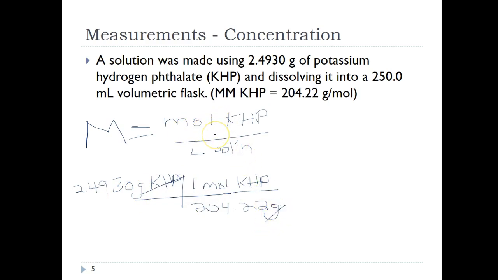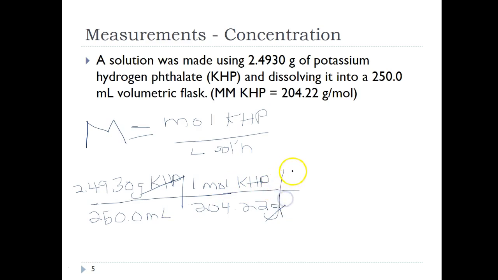But I like to do these dimensional analysis calculations all in one long row. I don't like to break it apart. So right now I have moles of KHP on the top. If I can get liters of the solution in the denominator, then that's the definition of molarity. So what I like to do is just put the volume down here. Now the volume given in the problem was 250.0 milliliters, but we can't leave it in milliliters.